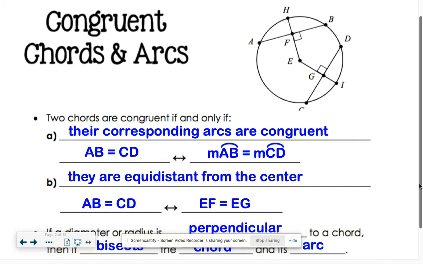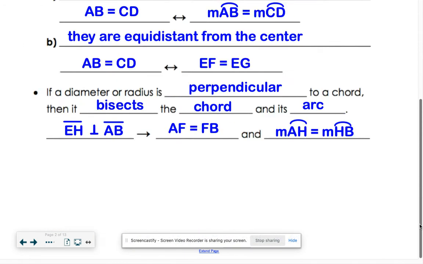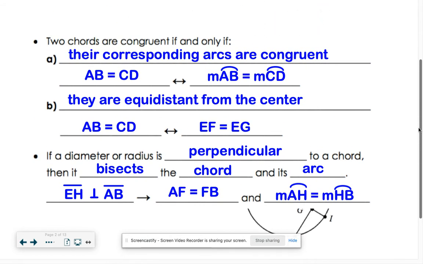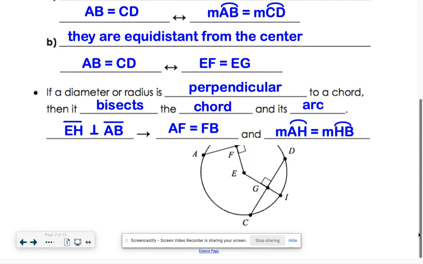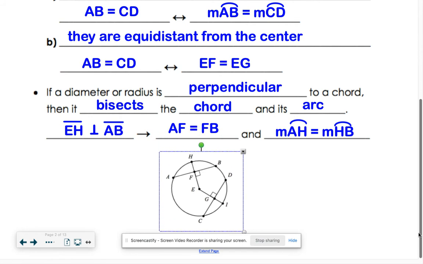And our last bullet point here. If a diameter or radius is perpendicular to a chord, then it bisects the chord and its arc. So we have some big words here. Perpendicular means, you guys, what? They form a right angle. Bisects means to cut in half.